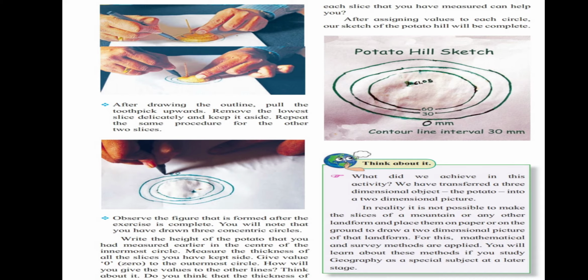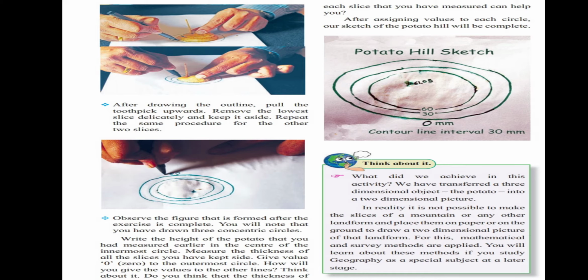Yes, it is known as the hill scale of the potato. It means every line shows a certain height of that potato: 0 meter, 30 meter, 60 meter. But in reality it is not possible to make slices of a mountain or any other landform and place them on a paper or on the ground.